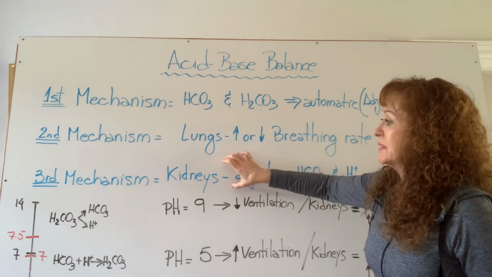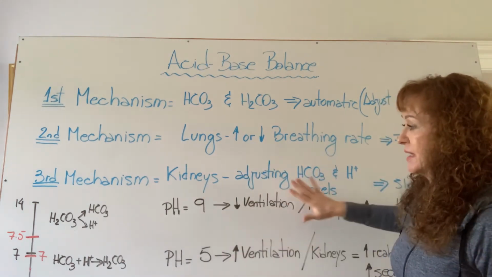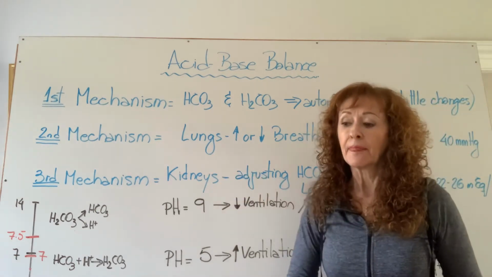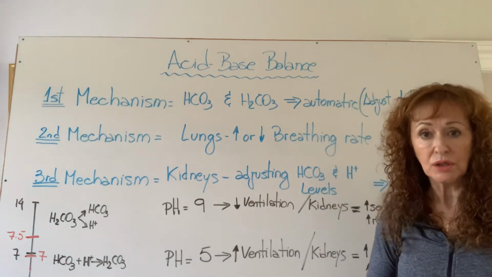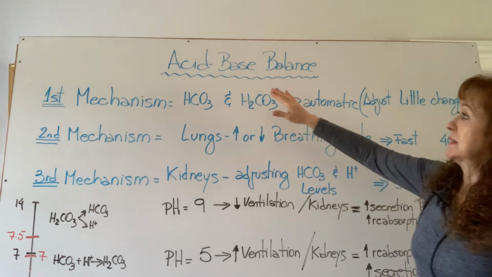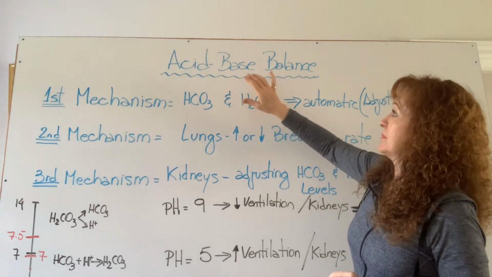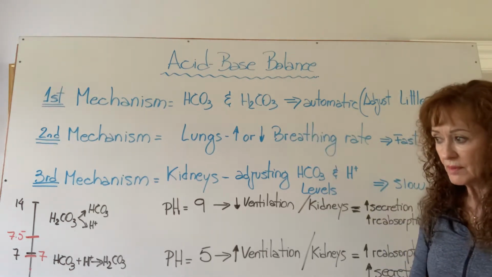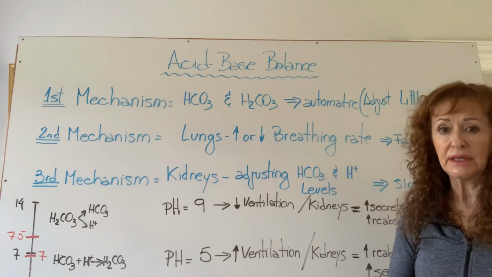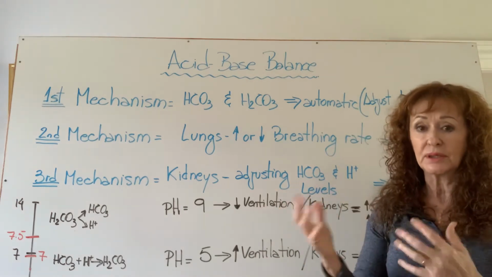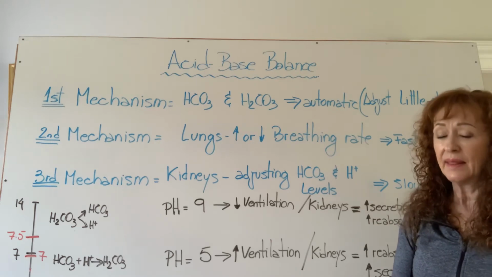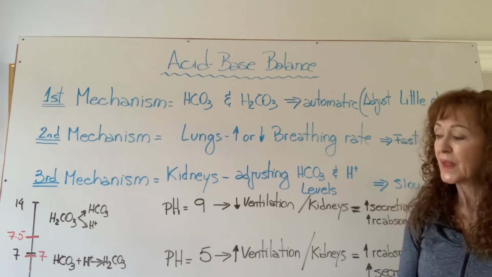Now, let me talk about the kidneys before I explain what you have over here. The kidney also has a very important role in balancing the acid-base out. How are the kidneys doing this? Well, there are two molecules that play a very important role in the acid-base balance. One is the bicarbonate and the other one is the hydrogen.